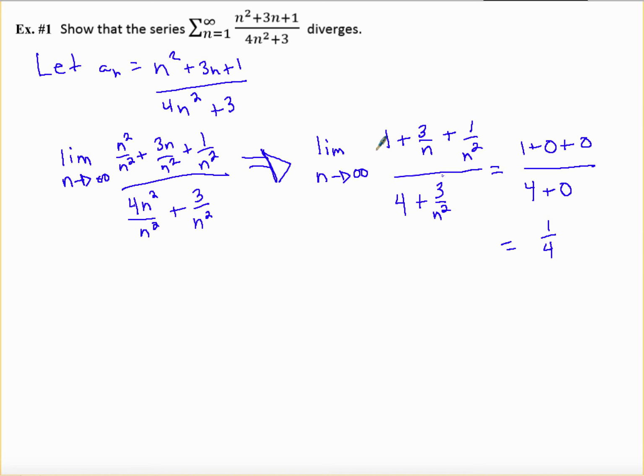Now, all convergent series will have a limit of 0. So does this converge? Absolutely not. When the limit does not equal 0, the series diverges. So let's write that as our final statement. Since the limit as n approaches infinity of a sub n does not equal 0, the series diverges.